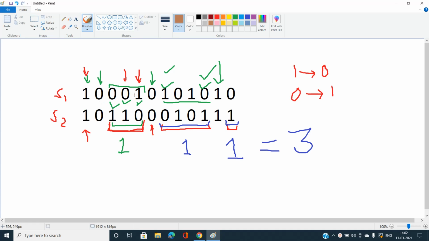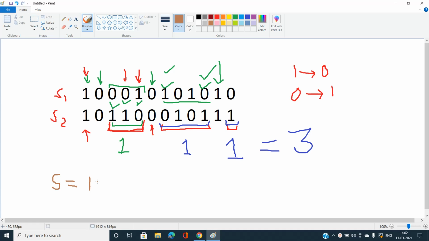So I'm going to modify my strings s1 and s2 such that there is a common string s, denoted by 1 and 0 again. If the characters s1 of I and s2 of I are matching, I'm going to denote it by 1. And if s1 of I and s2 of I are not matching, I'm going to denote it by 0. So let's make a new string s from s1 and s2 data.